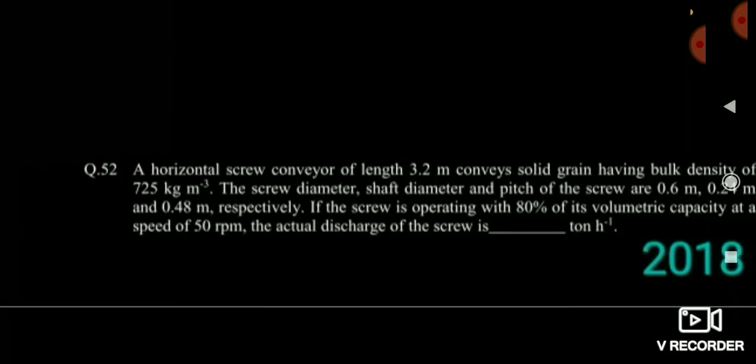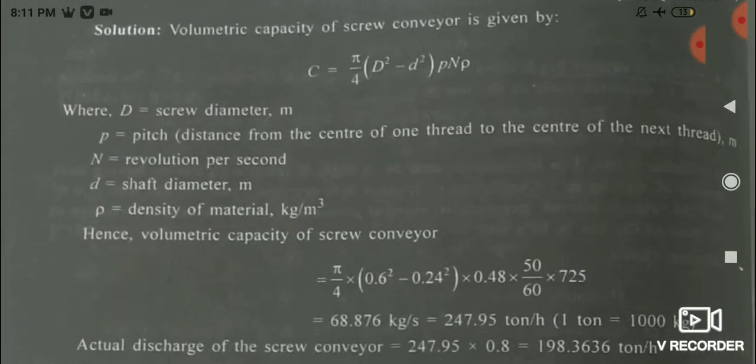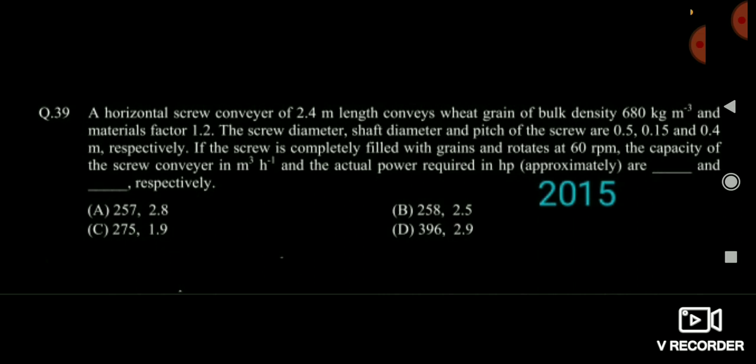But friends, one more thing is here: it is saying the screw is operating at 80% of its volumetric efficiency. So you consider the volumetric efficiency and multiply it by 0.8, then you can get 198.3636. Friends, now see another question.